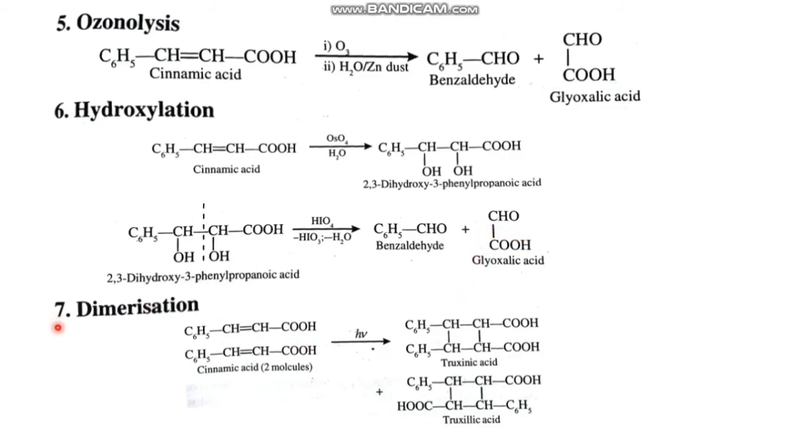Similarly, the next reaction, dimerization. When the cinnamic acid is exposed to sunlight, it dimerizes to truxinic acid and truxillic acid. Here in truxillic acid, the C6H5 groups are on opposite sides, but in truxinic acid, the C6H5 groups are on the same side.